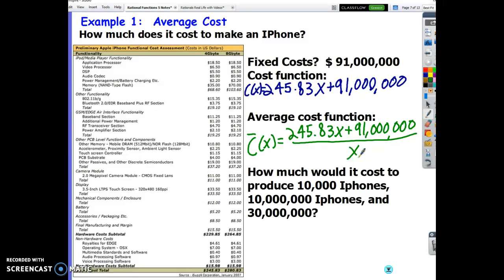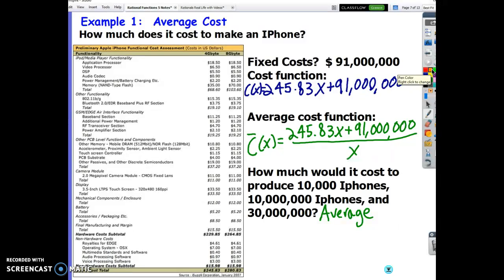So now you need to compute how much it costs to produce 10,000, 10 million, and 30 million iPhones. I'm going to change this a little bit. I want to know how much it costs to produce all of those for the average. So use your C bar function to compute these. I would go ahead and pause the video right here, but I'm going to write the answers. So you should pause first.